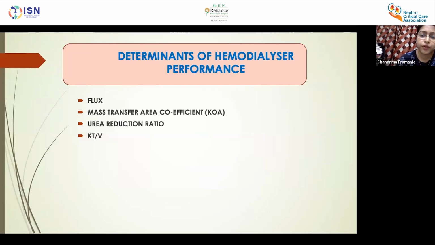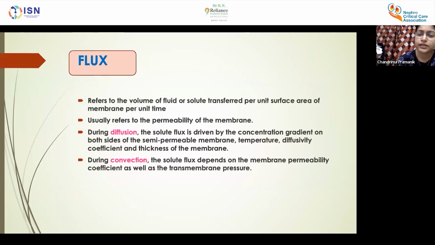Now, for the performance of dialysis, there are a few determinants which are important. One is the flux. Second is the mass transfer area coefficient. Third is urea kinetic modeling, which comprises the urea reduction ratio and Kt/V. So flux is basically quite similar to the ultrafiltration coefficient. It refers to the permeability of the membrane.